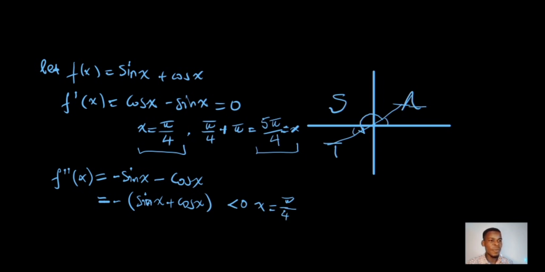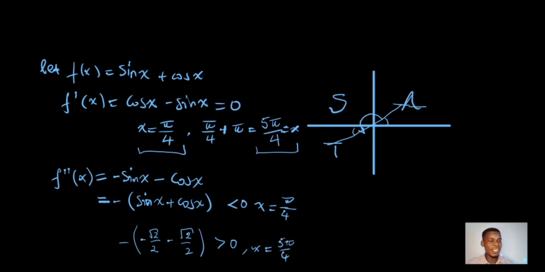But what if we substitute 5 pi over 4? Take note, sine and cosine have negative values here, negative root 2 over 2 for each of them. So when x is 5 pi over 4, sine of 5 pi over 4 is negative root 2 over 2. Cosine of 5 pi over 4 is also negative root 2 over 2. So that's inside the bracket. Then we have a negative outside. When we add these two inside the bracket, we get negative root 2. Then with the negative sign outside, this is greater than 0 when x is 5 pi over 4.